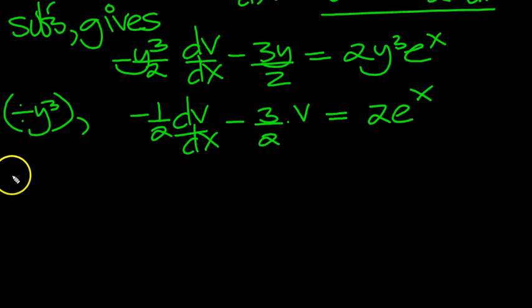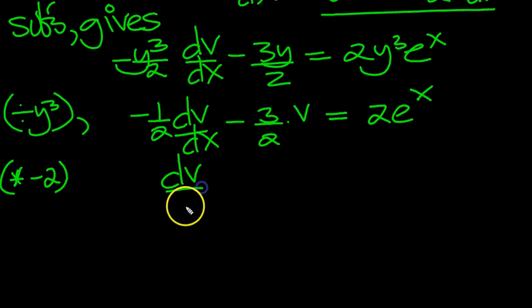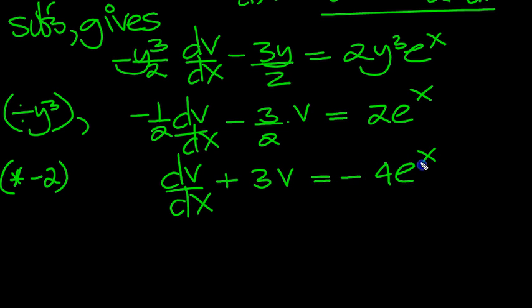Now we'll times by minus 2, so that everything can be arranged correctly. Times that by minus 2, we get dv/dx, which is what we want. Times this by minus 2, it becomes a plus, and there's just a 3 left with v. And then times this by minus 2, we get minus 4e to the x. Nice easy little problem to do with the integrating factor method.